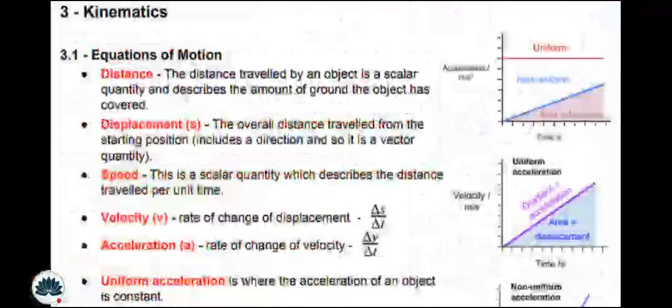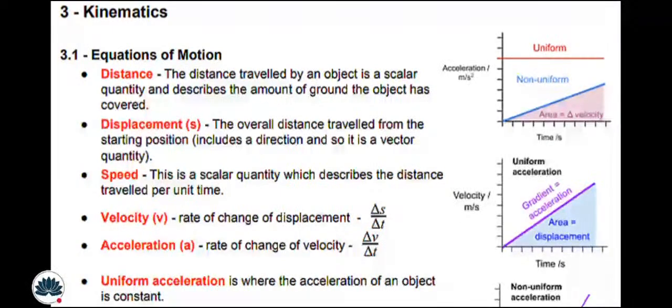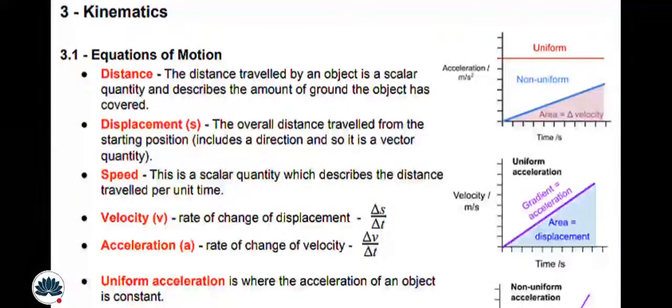equations of motion. These are very familiar to you: distance, displacement, speed, velocity, acceleration. First of all, quickly just read this out. What is distance? The distance traveled by an object is a scalar quantity and describes the amount of ground the object has covered. Displacement is the overall distance traveled from the starting position and includes the direction, so it is a vector quantity. Speed is the scalar quantity which describes the distance traveled per unit time.